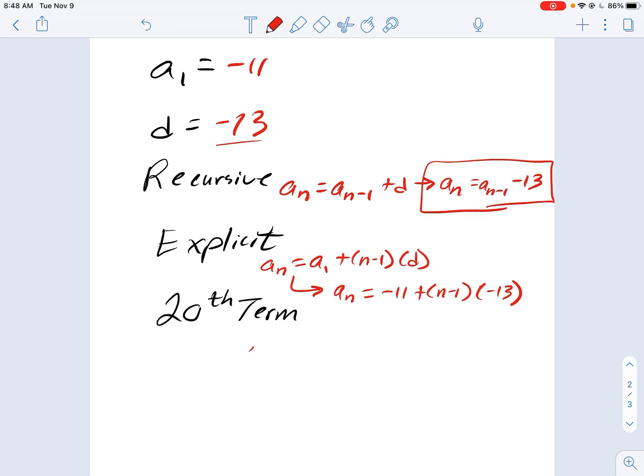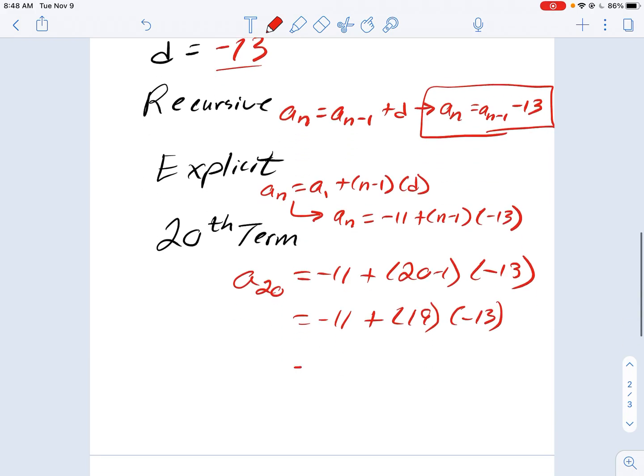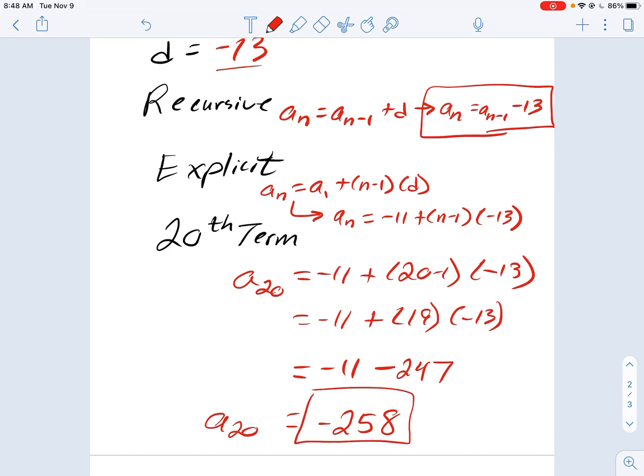To find the 20th term, we plug in 20 everywhere we see an n. So A sub 20 is equal to negative 11 plus, in parentheses, 20 minus 1 times negative 13. So we have negative 11 plus, we have 19 here. 19 times negative 13 is negative 247. Sorry, getting ahead of myself. And then if we do negative 11 minus 247, we get negative 258 for the 20th term of the sequence.